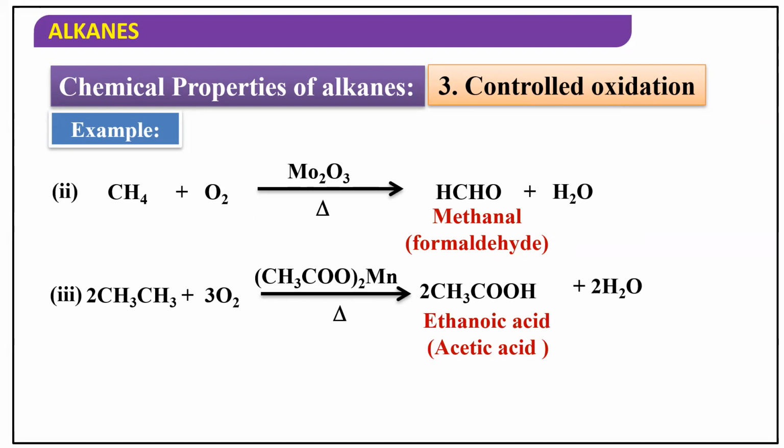So you can clearly see that the nature of the catalyst, or the type of the catalyst, is really going to determine the kind of product that is obtained. If you use copper, you get an alcohol. If you use molybdenum oxide, you're getting an aldehyde. If you're using manganese acetate, you're getting an acid. So the catalyst will decide what is the final product during the course of controlled oxidation.